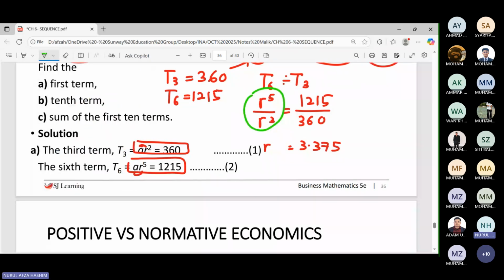Okay, 1215 divided by 360 gives the answer 3.375. But R power of 5 divided by R power of 3, how much is it going to be? So R5 minus R3, madam? So it becomes R squared. Index with index, you can minus if the variable is the same. You already learned this in Form 2.